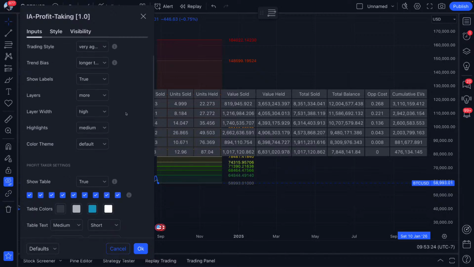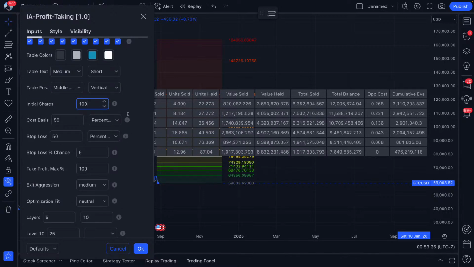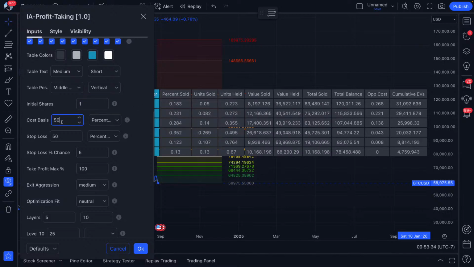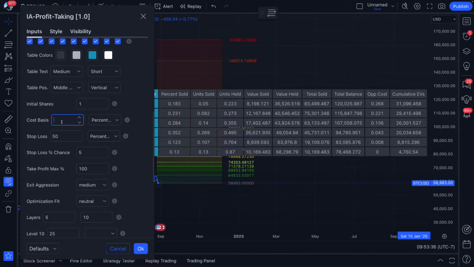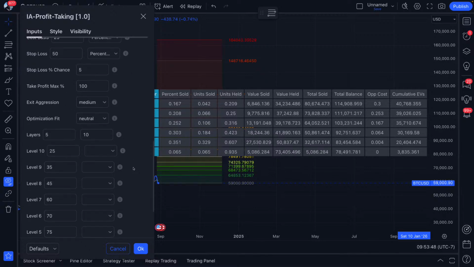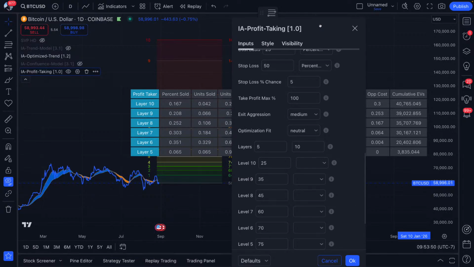Let's look at some more settings too. You go to the initial shares or tokens. Imagine you have 10 Bitcoin. You pop that in here, or it could just be 1 Bitcoin. Let's just do 1 Bitcoin for giggles. You turn in your cost basis. If your cost basis is around $15,000, the price now is around 60, so the cost basis would be 25%. You can also turn this to fixed amount if you like. Stop loss, leave it as 50%. And the layers where you want to begin taking profit.